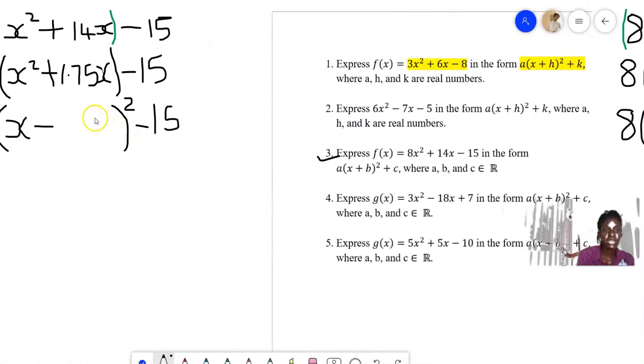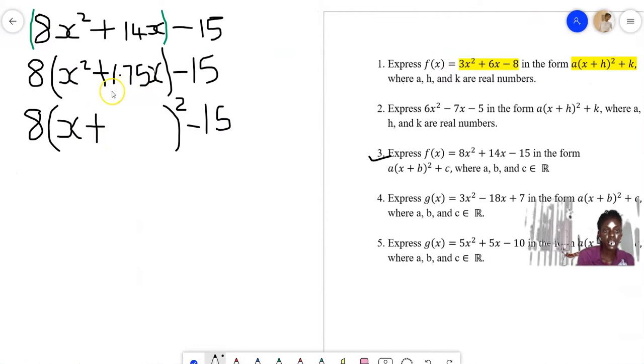And we must divide the new coefficient of x by 2. So we're going to divide 1.75 by 2. When we divided 1.75 by 2, we got 0.875. I'm going to round that to two decimal places, so that is going to be 0.88.